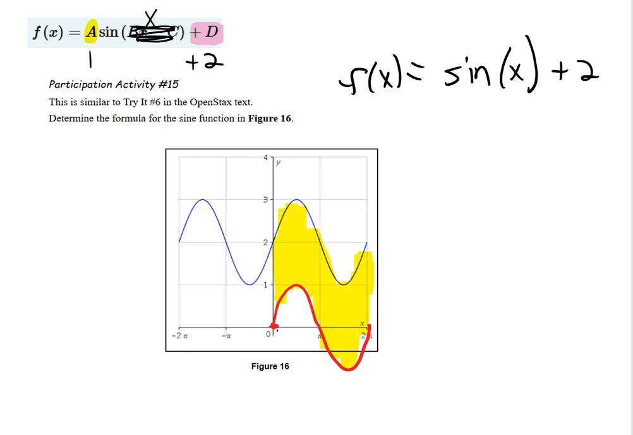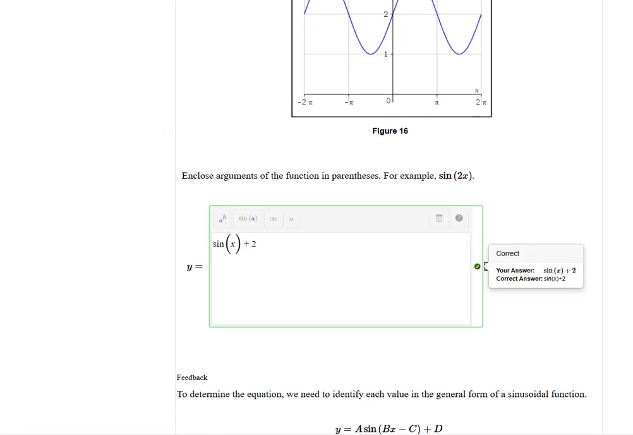So I already put it into Mobius to show you. It's sine of x plus 2. And make sure you put the parentheses around the x because that's what it says: enclose the arguments of the function in parentheses. It'll count it wrong if the parentheses are not around your x.